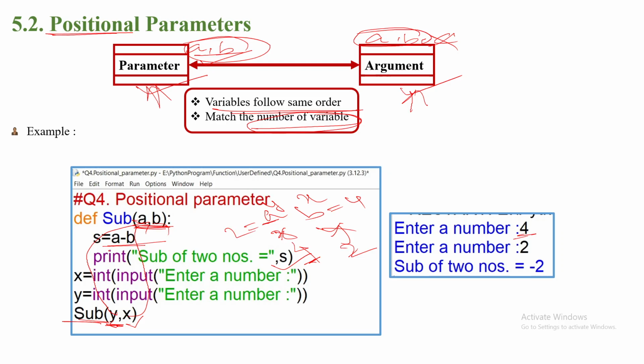Okay, so now do a minus b. 2 minus 4, whenever you do it, what is the result that will come? Minus 2. That is why the subtraction of two numbers answer came minus 2, right? So this is the positional parameter, means position cannot change. If you change this variable order, then what happened? It will take the first one to the first parameter, and the second variable it will take to the second parameter.